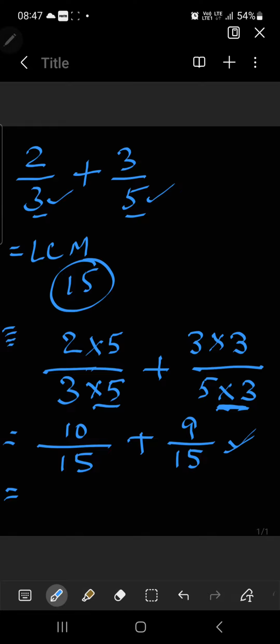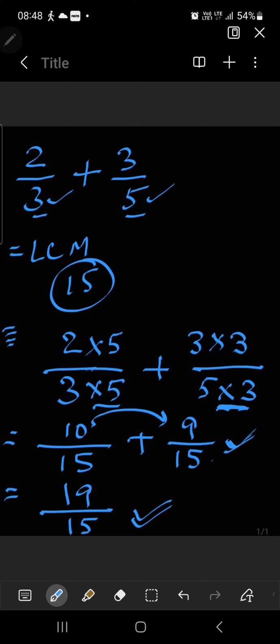Now our question has been converted in the same manner as we had done in the first and second question, where our denominator becomes equal. Now it's very easy to add these two numerators and get our answer. 10 plus 9 is 19, and our denominator, which is common in both the fractions, would remain the same as 15. So this would be the answer of the question. Okay, I hope you have understood.